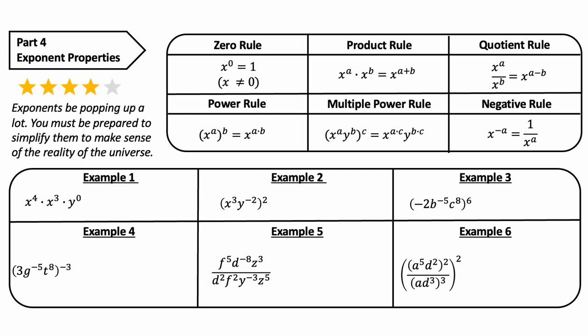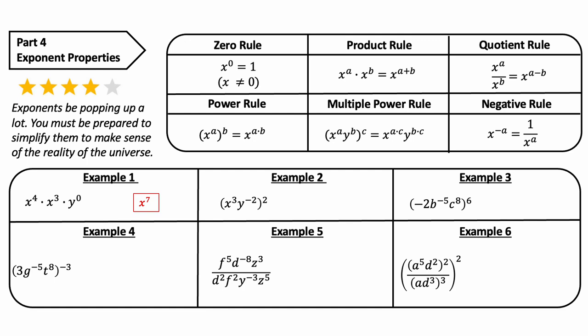Now x to the 4th times x to the 3rd, well, we can just follow the product rule. We have the same base, and so when we're multiplying two exponents that have the same base, we can just add those exponents together. So x to the 4th times x to the 3rd gives us x to the 7, because 4 plus 3 equals 7. Now, in example 2, we have x to the 3rd, y to the negative 2, both raised to the 2nd power. When we have powers raised to a power, we call that the power rule.